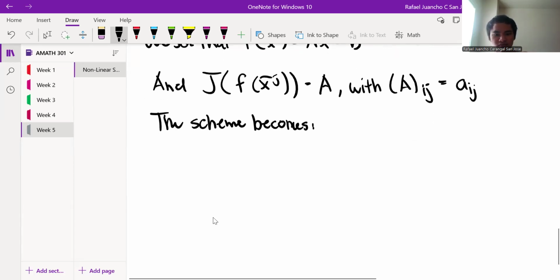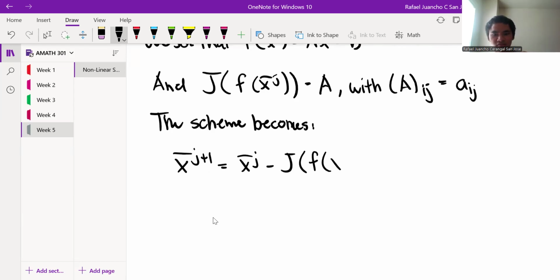So we have x_{j+1}. This is equal to x_j plus, or I'm kidding, minus this Jacobian. This is f of x_j, negative 1, and then our function at that point. Right? And then this is just equal to our x_j minus, and here we said that our Jacobian is equal to our matrix, so it's actually our matrix inverse.